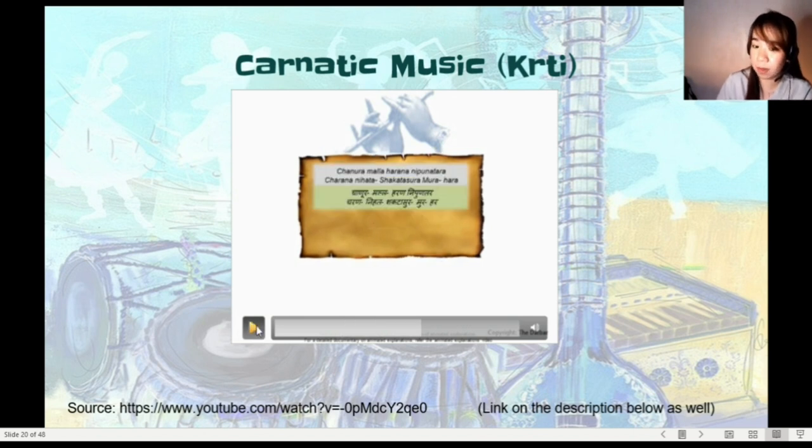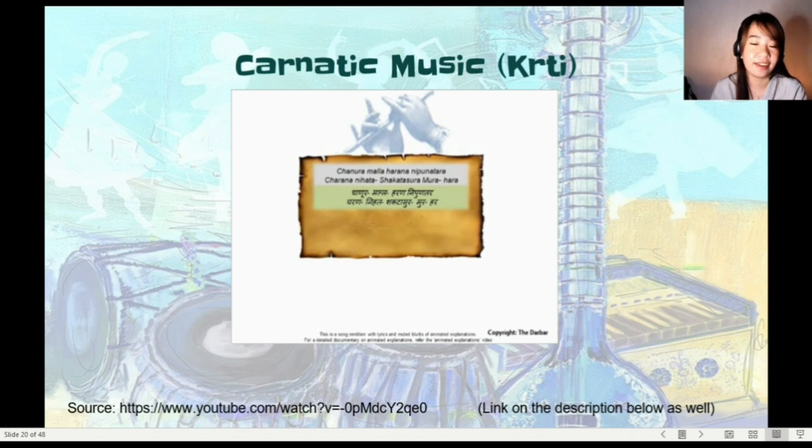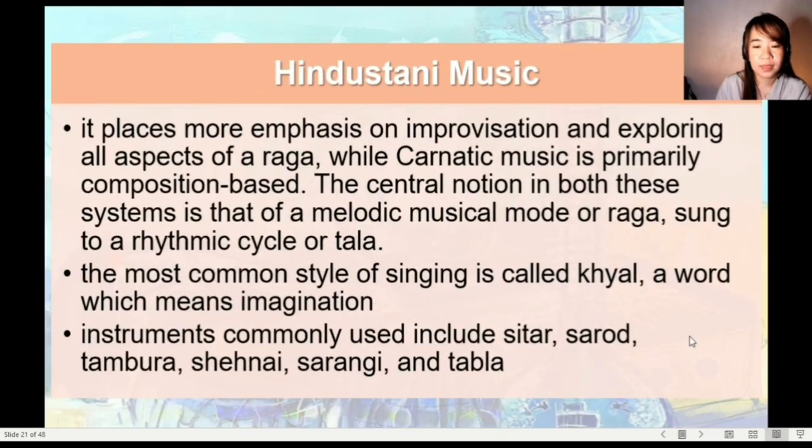Okay, can you hear some instruments playing? Yes. So vocal music can also be sung with instruments, or can be accompanied with instruments. Next. Okay, now let's move on to Hindustani music.